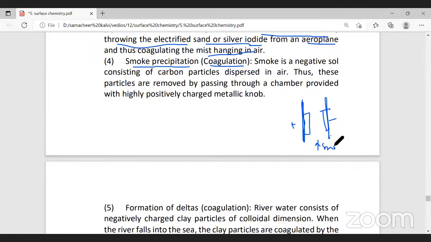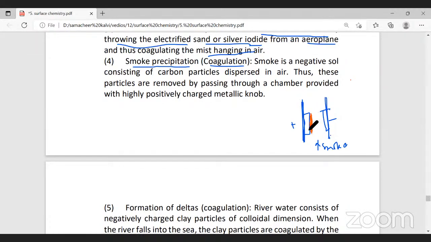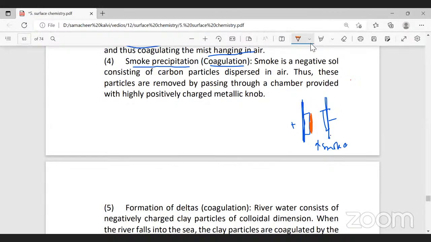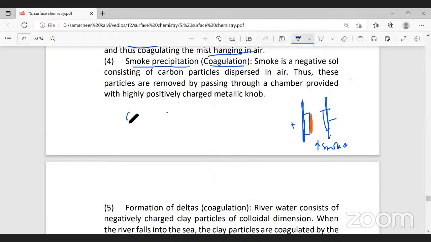If smoke is passed through this, since smoke is a negatively charged colloid, the smoke particles get accumulated here. Carbon particles get accumulated here. Now, when all the carbon particles get accumulated here, the smoke is free from carbon. Therefore, it will not cause air pollution. Air pollution can be prevented by using a smoke precipitator. The smoke precipitator is otherwise called the Cottrell precipitator.